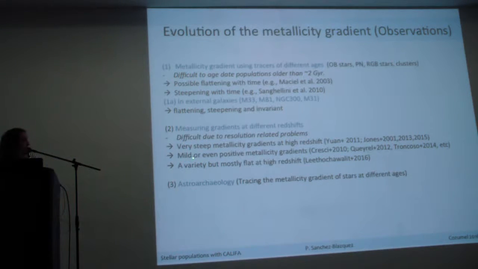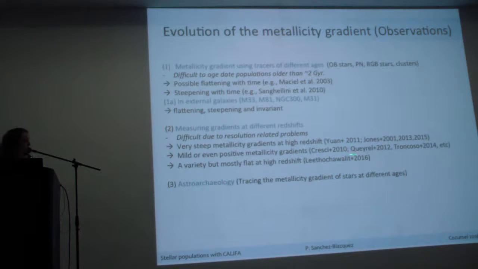Here the main problem is that when you have a poor spatial resolution, you tend to artificially flatten the existing metallicity gradient. So in fact, it was claimed that those studies finding very steep metallicity gradients were the only ones that were reaching very high spatial resolution, by measuring the gradients in lensed galaxies and with adaptive optics. Okay?